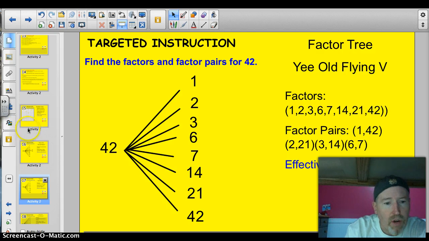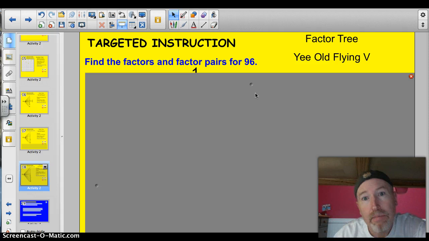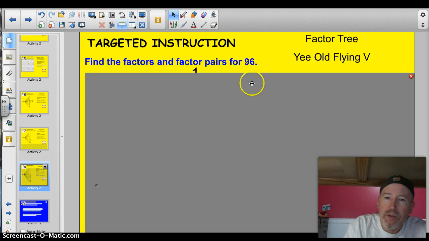Nice work. Let's try another one. Slightly bigger number. Let's try doing it for 96. Go ahead and pause. I see dead people. Yeah, I like doing that. All right, let's check and see your work.